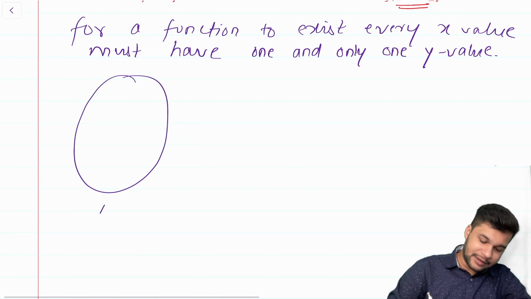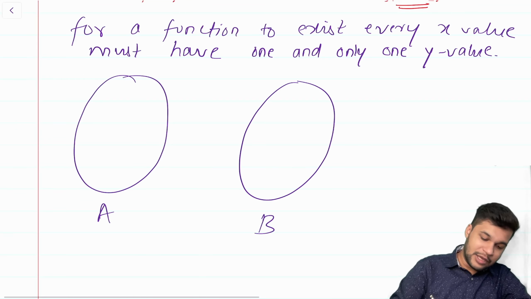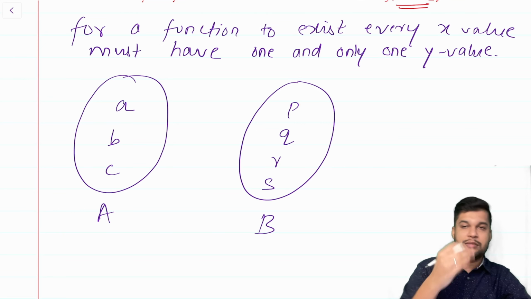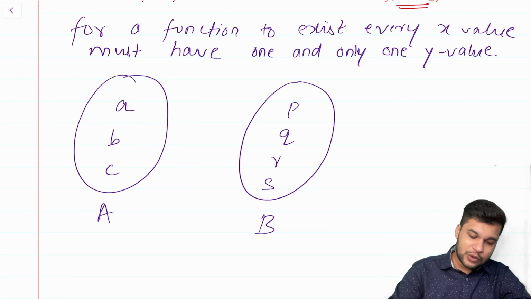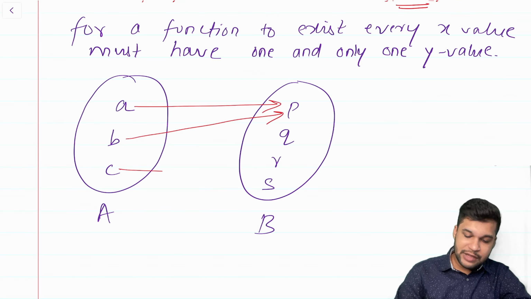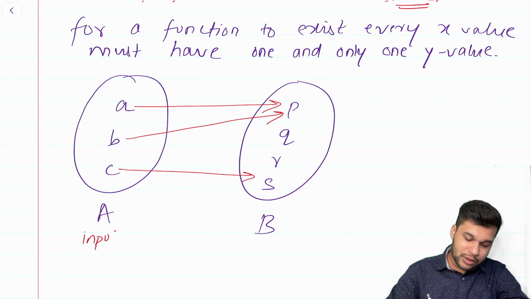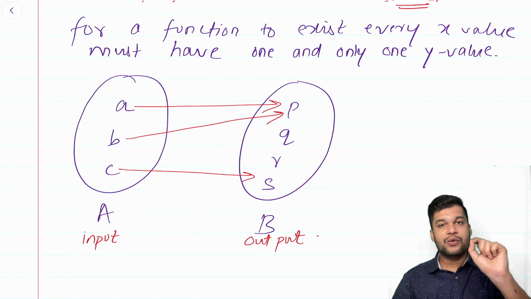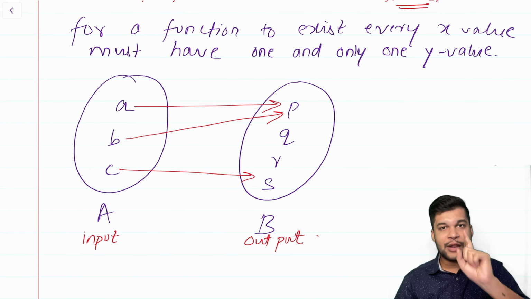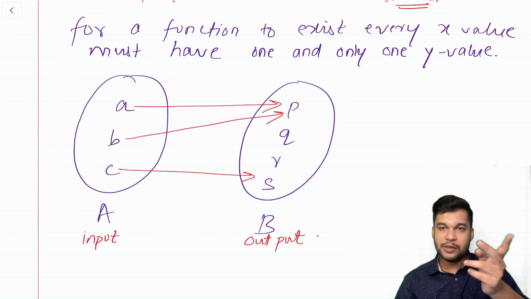Let's say you have a set A, you have a set B, you have some terms A, B, C, and you have P, Q, R, S. You can have more, you can have less. So for A the value is P, for B the value is, let's say, P again, for C the value is S. Let's say A is your input, B is your output. For every value of input, there is one and only one output. So for A, the output is only P. It is not something else, right?